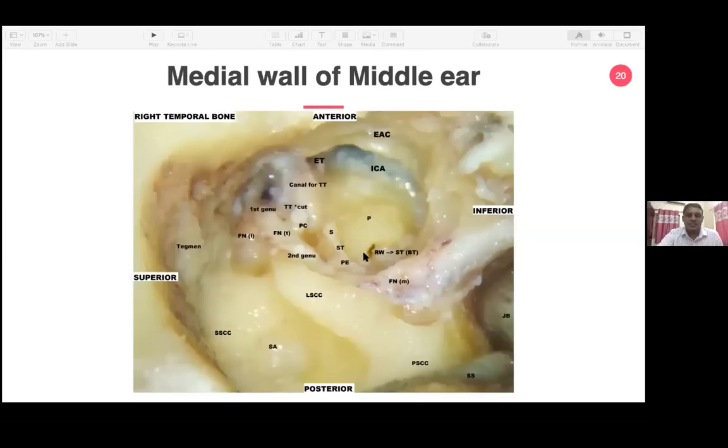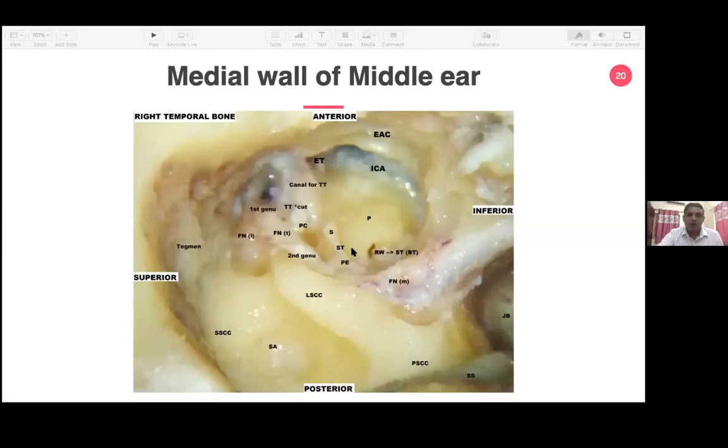The round window serves as an entry point, or acts like a door for entering into the scala tympani of the basal turn. Suppose one opens this round window and peeps inside, you will be able to see the scala tympani of the basal turn of the cochlea. Okay, so this is the relevant anatomy.